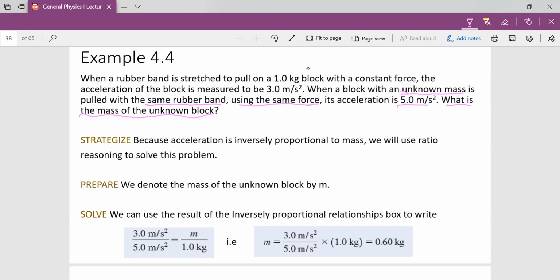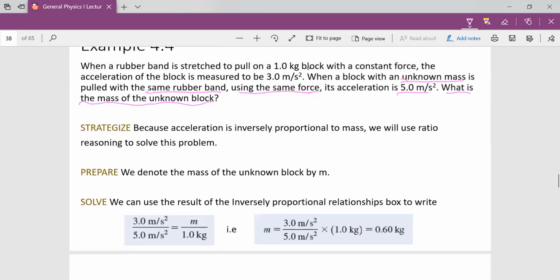Because if it was a direct proportionality relationship, an increase in one will automatically lead to an increase in the other. But in this case, look at it, the same rubber band, the same force pulling the object, but there was an increase in acceleration. So the question is talking about a change in mass of the object. So the question is now, what is the mass of the unknown block? Analyzing that, when you get your answer, you should be able to tell if you're on the right track or on the wrong track, if it obeys the established principles that we have looked at, okay?